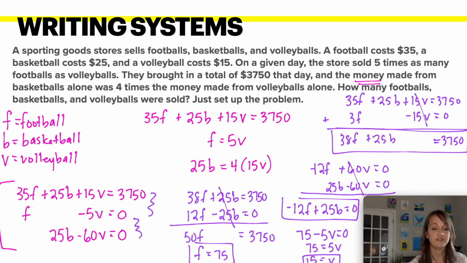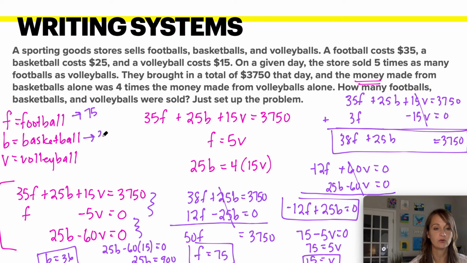And now we know F and V, we can plug V back into here in order to find B. So we know 25B minus 60V equals 0. 60 times 15 gives you 900. So 25B equals 900. And 900 divided by 25 gives you 36. So, therefore, the number of footballs sold was 75, the number of basketballs sold was 36, and the number of volleyballs sold was 15.